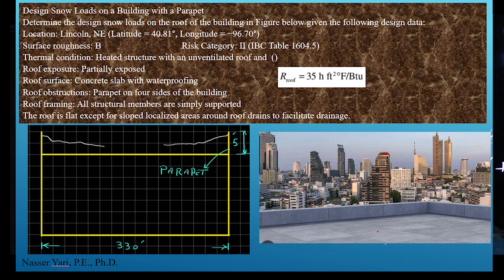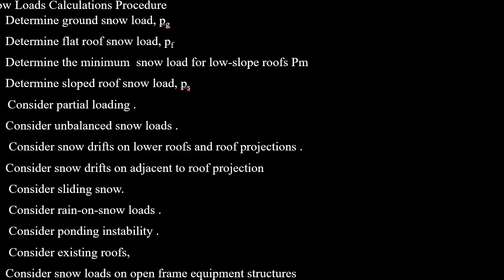And then we have the roof framing. All structure members are simply supported. That comes in handy. And the roof is flat except for the sloped localized area around the roof drain for rain drainage. All right. So before we go ahead, I'm not going to go over the lecture on what snow is and how the calculation works. I'll basically jump into the problem and we'll figure it out this way.